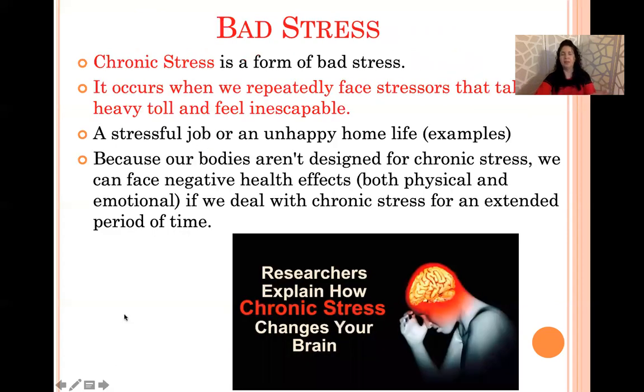And then talking about that bad stress. And when we talk about bad stress, we're really talking about chronic stress. See, the good stress usually goes away.